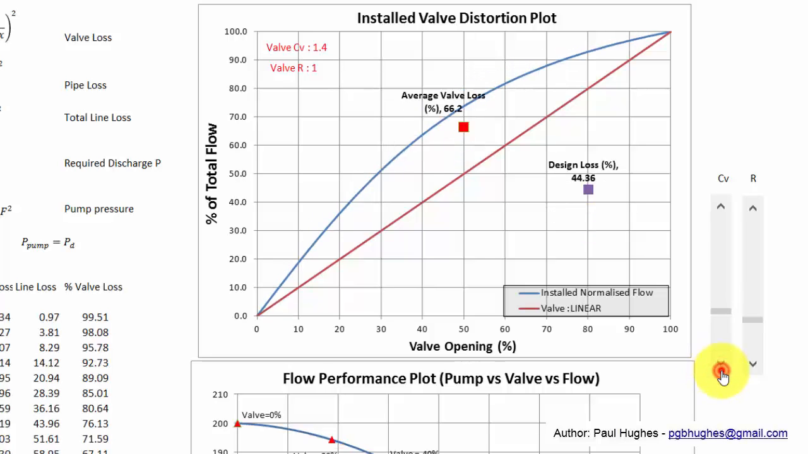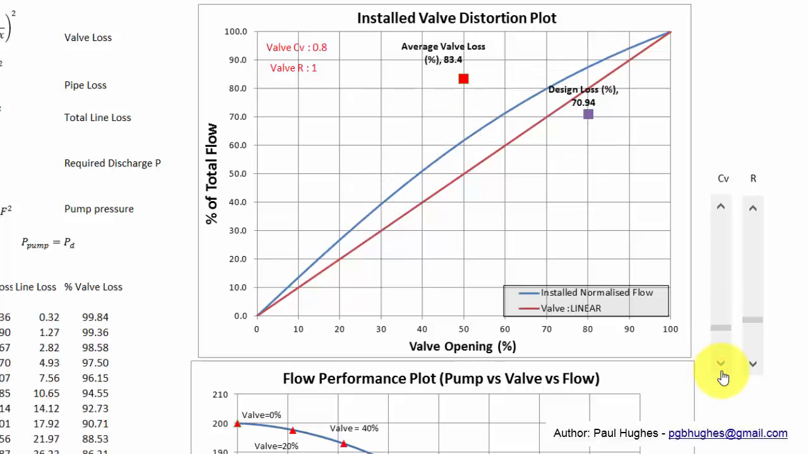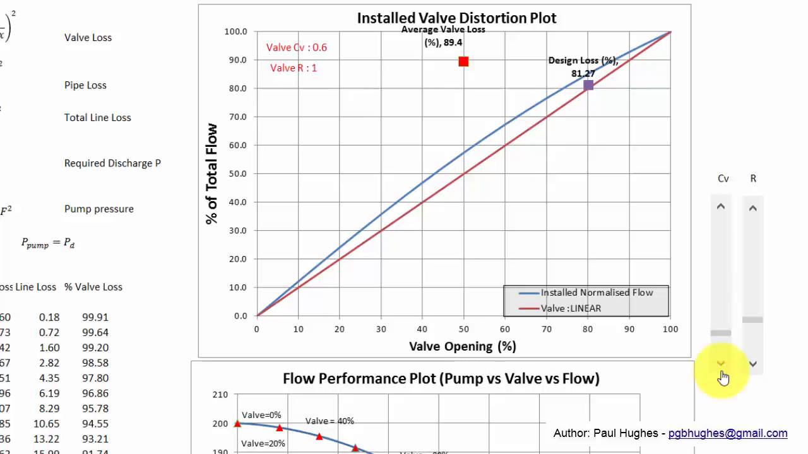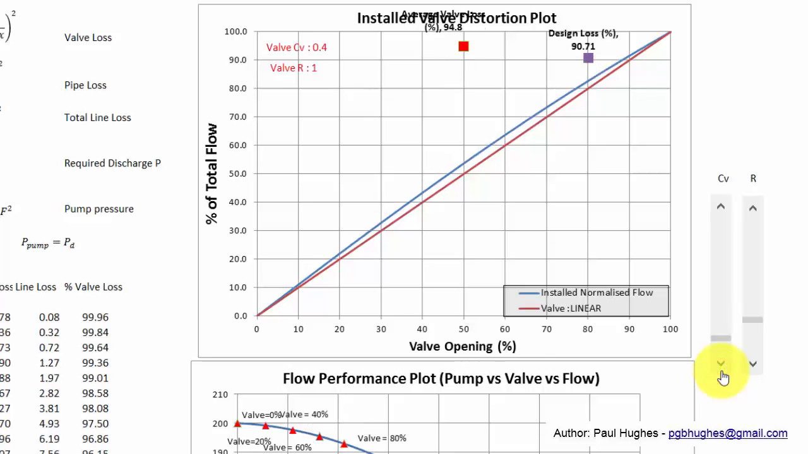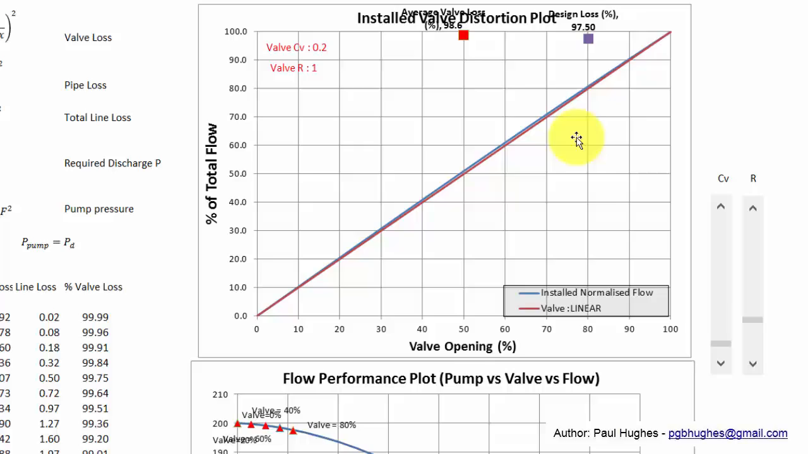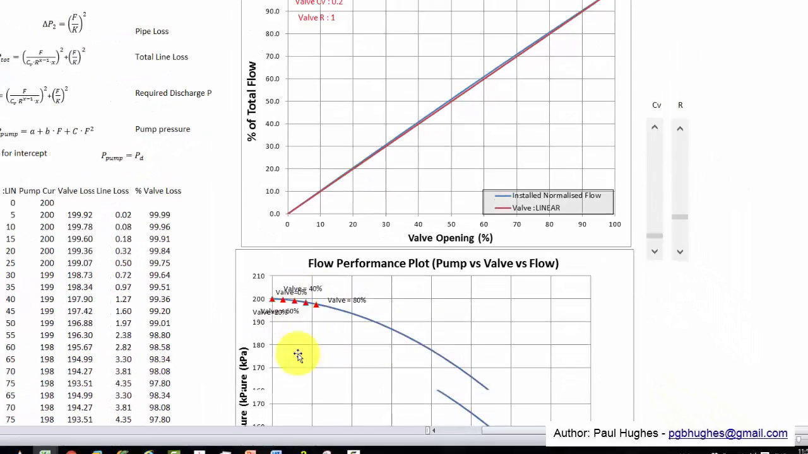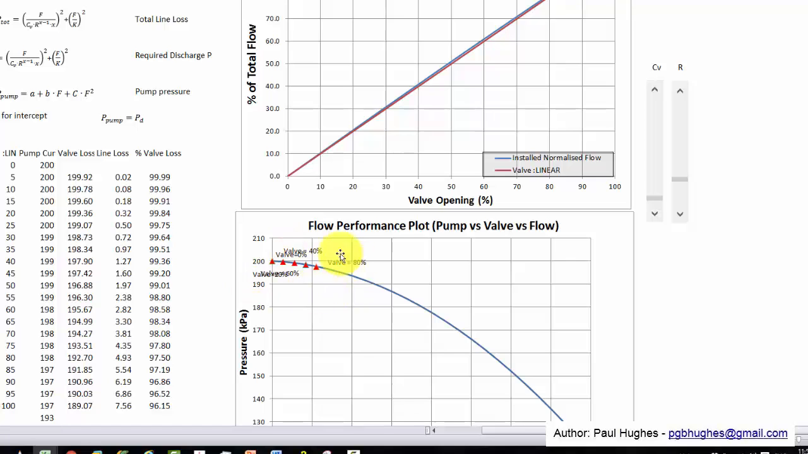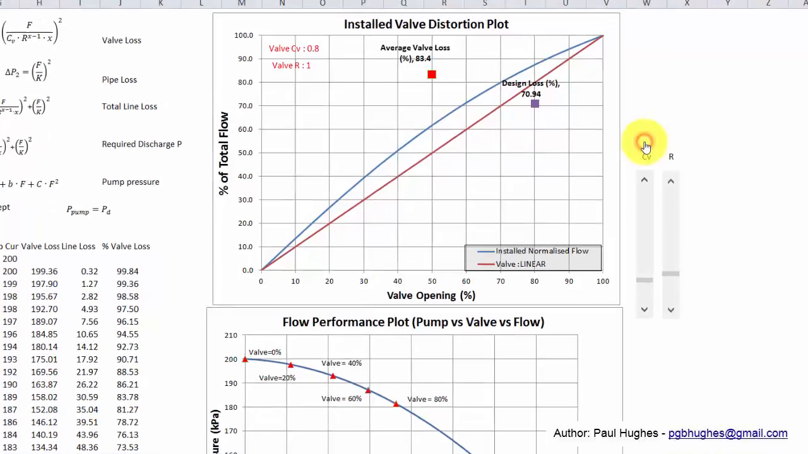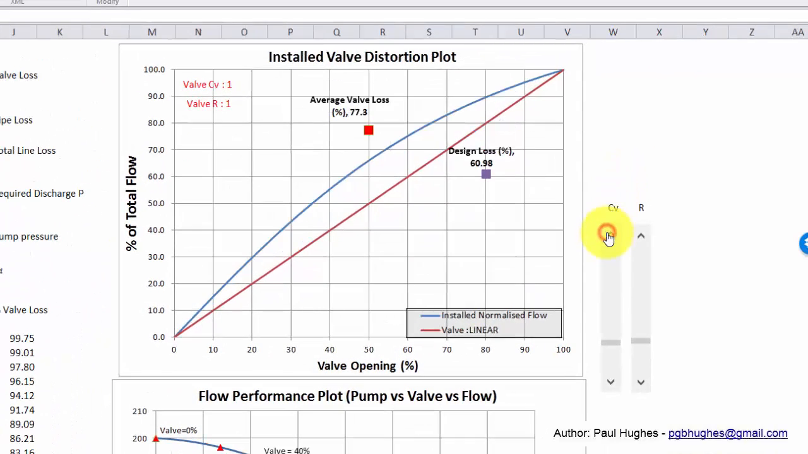If we go now back to even lower, if we make it highly restrictive, it almost goes back to the design case, but we can't get the flow we need through the valve. So it's a bit of an issue. So a CV of 1 is pretty much where we need to be, and we want to get an installed characteristic which is linear.